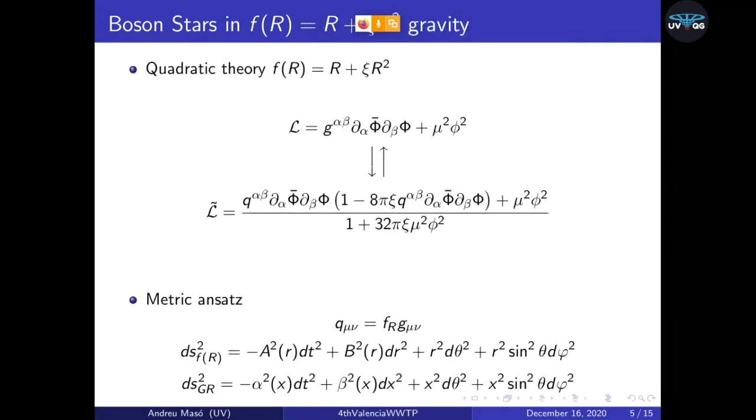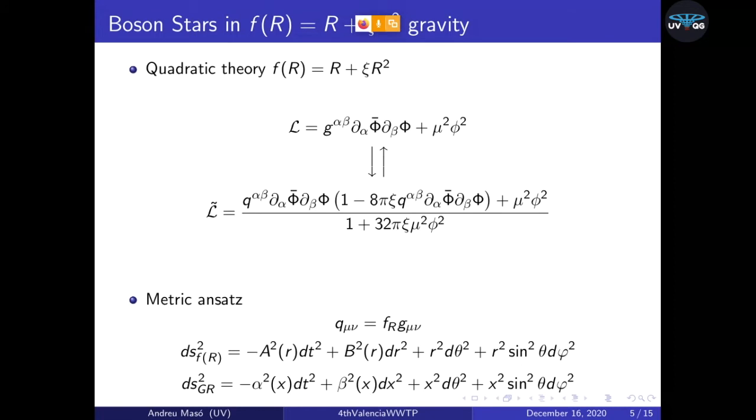In order to use the mapping numerically, we have to provide a specific form for the f(R) function. We will focus on the quadratic theory. So now we can map the material Lagrangian of the scalar field into the GR frame. As we can see, the Lagrangian is now quadratic in the field.